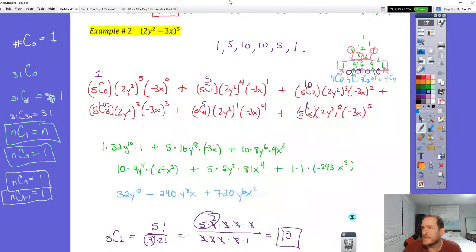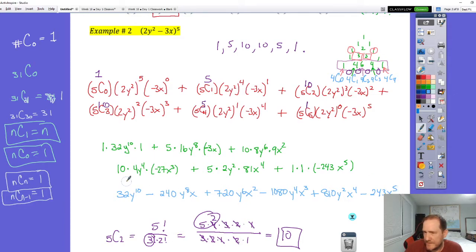1080. And again, we should see the y coming down by 2, y to the 4th, x coming up by 1, x cubed. So y to the 4th, x cubed. Then 10 times 81 is 810. We should be down to y squared and up to x to the 4th, and then minus 243. The y comes all the way down to 0 and disappears, and the x comes up to 5.